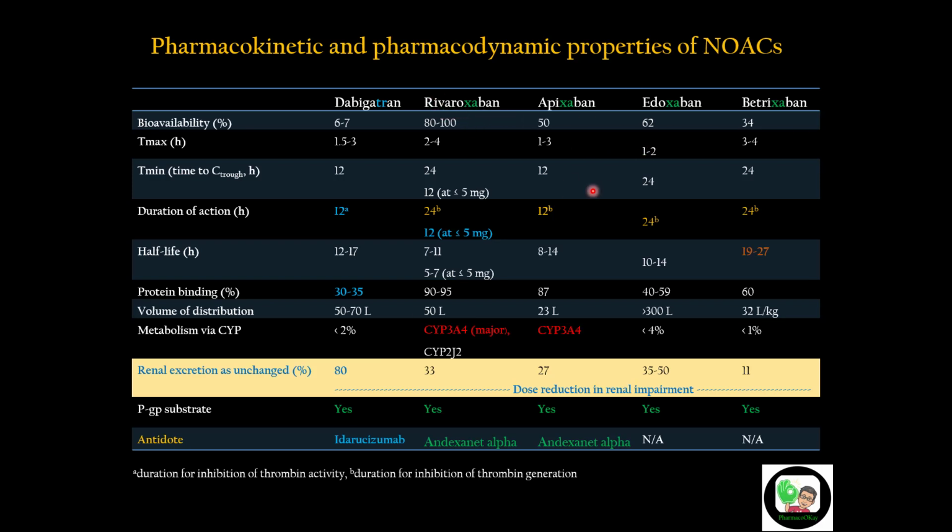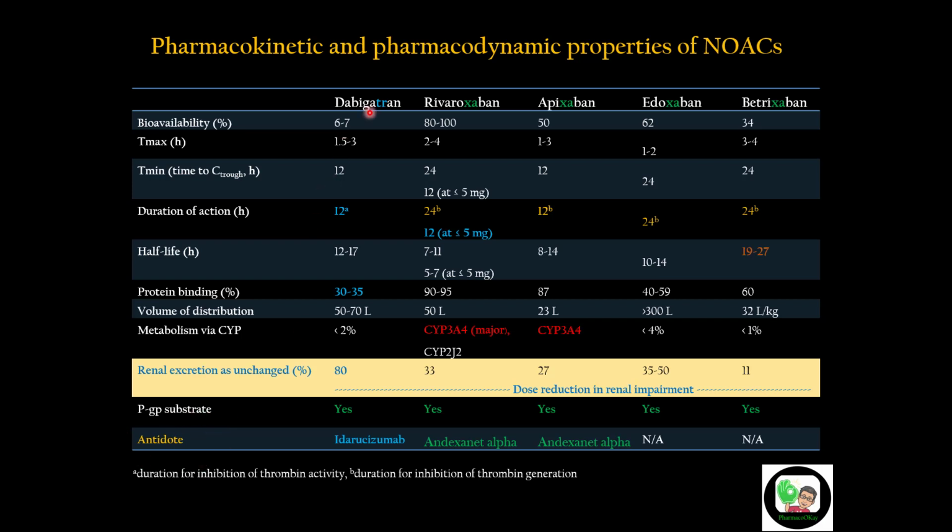For the factor Xa inhibitors, the two main drugs, rivaroxaban and apixaban, require metabolism by CYP3A4, and we have to be aware of drug interactions through this pathway as well. Other drugs like edoxaban, betrixaban, and dabigatran require less than 5% CYP metabolism. However, a certain amount of factor Xa inhibitors is excreted through the kidney in unchanged form, so all of them require dose reduction in patients with renal impairment. And interestingly, all these NOACs are substrates of P-glycoprotein, so we have to be aware of drug interactions through this mechanism as well.